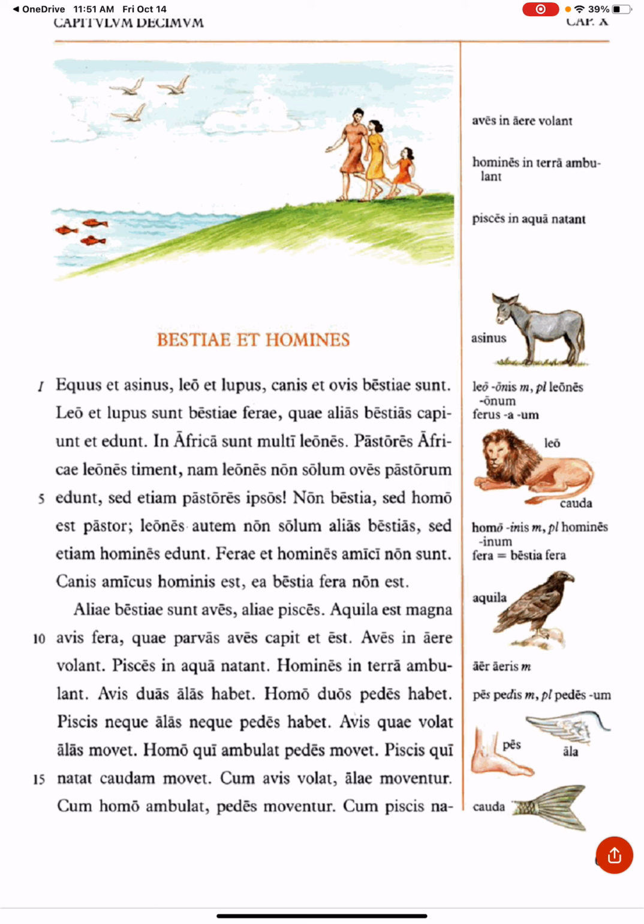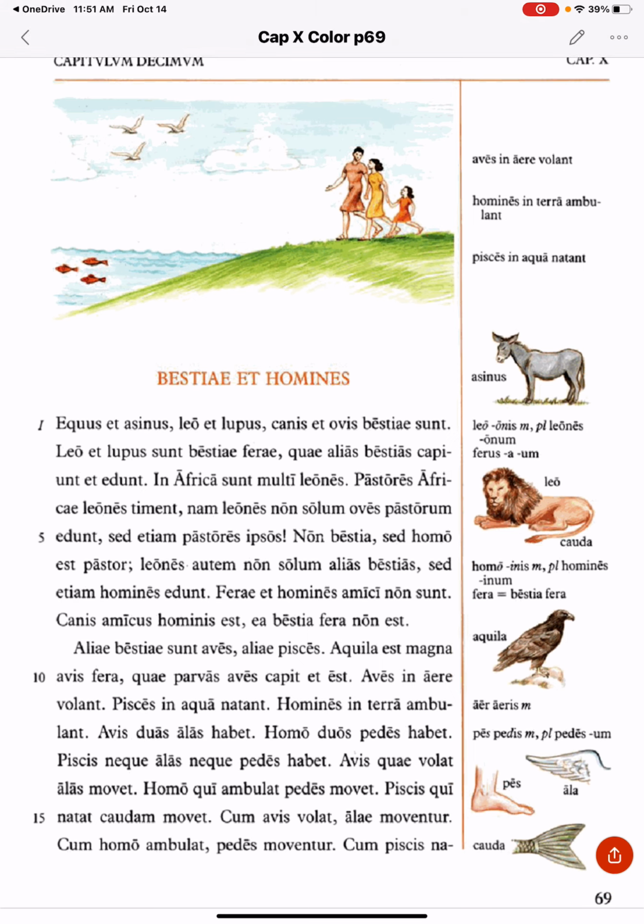I'm going to be reading through the first page of Bestiae et Homines, and I'm going to teach all of the new words in this page, and then we're going to review the first page together. Bestiae et Homines. Equus et asinus, leo et lupus, canis et ovis, bestiae sunt.